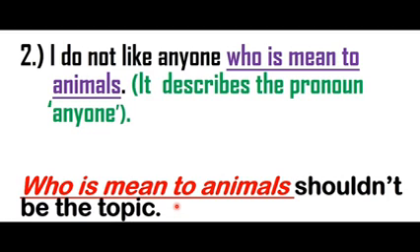So this is what clauses can do. This is what the same relative pronouns can do. You can use some to form noun clauses. You can use some to form adjectival clauses. It depends on the context of usage.